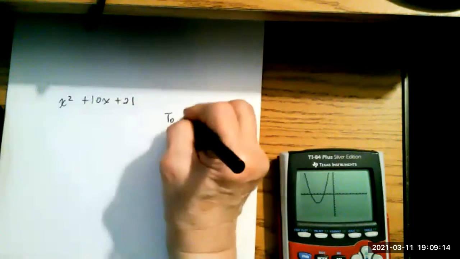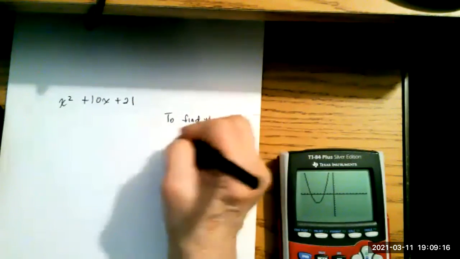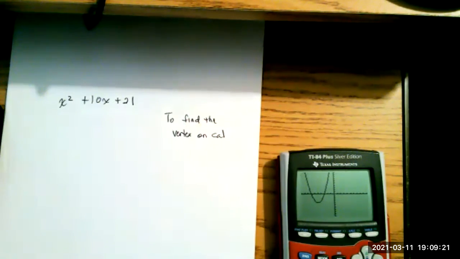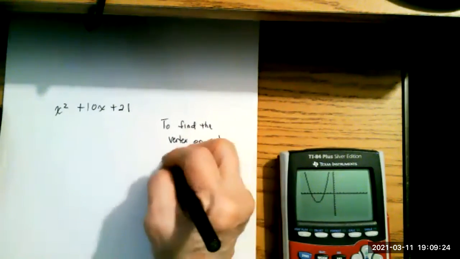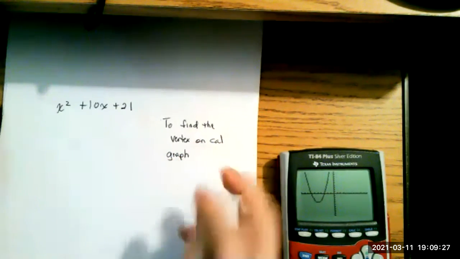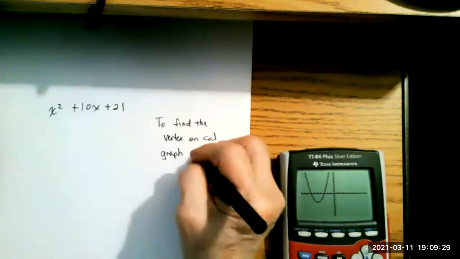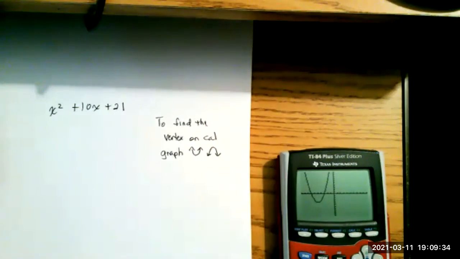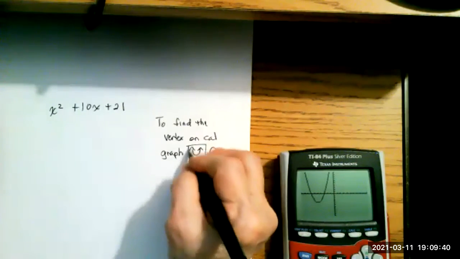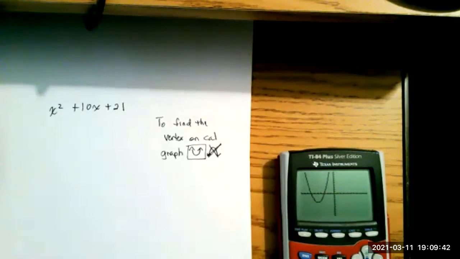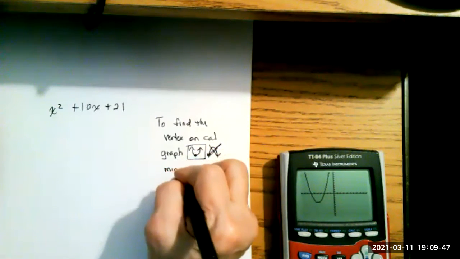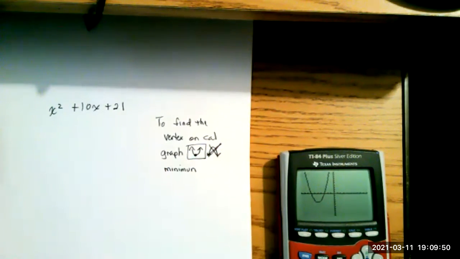All right, to find the vertex on the calculator, first of all, I get my graph in there. So you want to graph it and decide if it's this kind of parabola or this kind of parabola. If it's smiling or frowning. Well, from my picture, it's this kind, not this kind. So that tells me that this point at the bottom is a minimum. You've got to know that first off.